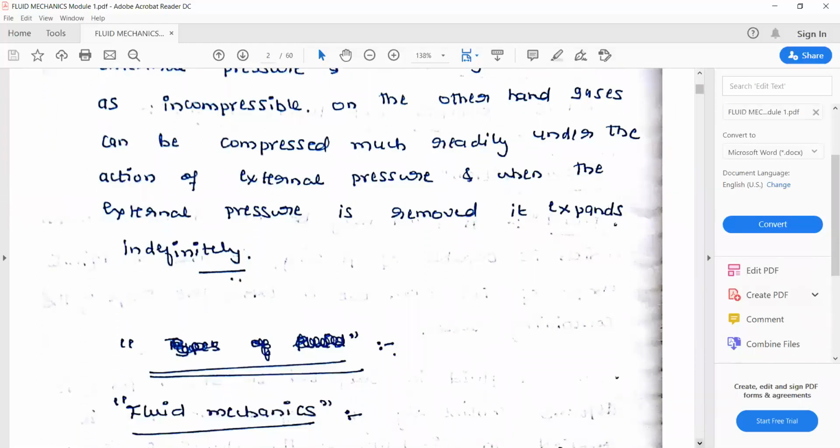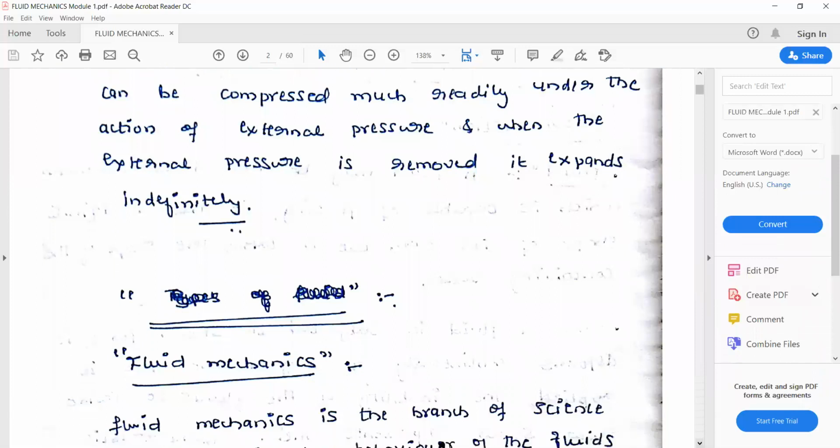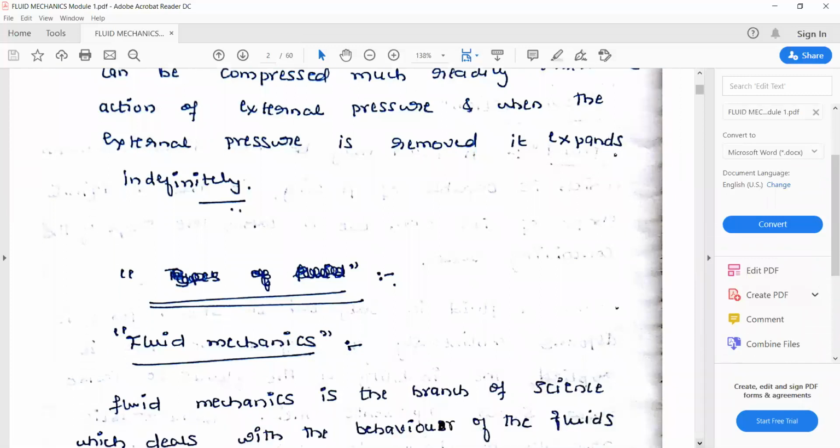And again, if you come to the fluid definition, just now we understood what is fluid. Fluid is a substance which offers no resistance to applied pressure or applied shear stress. It will take the shape of the container and it can easily flow. That is the definition of the fluid. And again, classification of the fluid: there are two types, one is liquids and one is gases. Liquids are incompressible in nature.